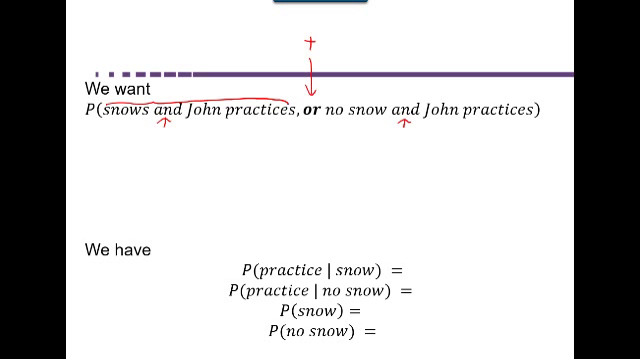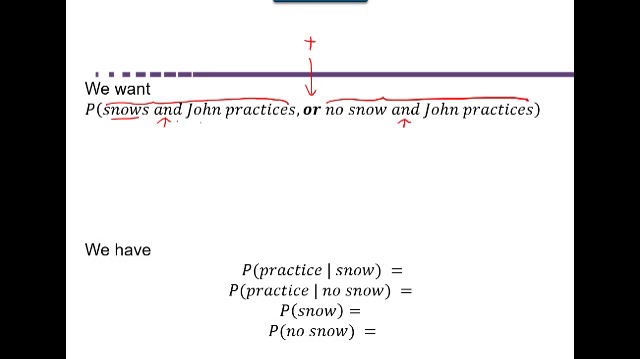But the "and" means multiply. And we have two of those. So what we're going to do is use multiplication to find the probability that it snows and John practices. And we're going to use multiplication to find the probability of no snow and John practicing. But then we're going to add together the two probabilities to get the total probability.